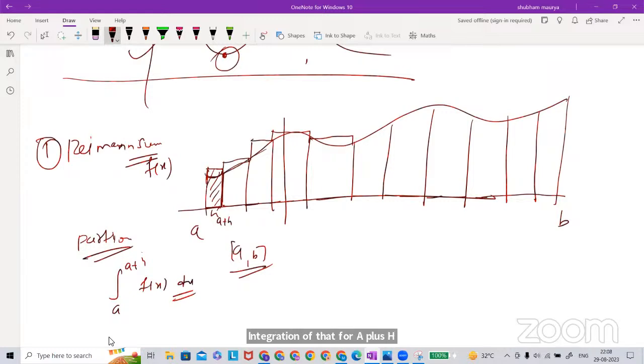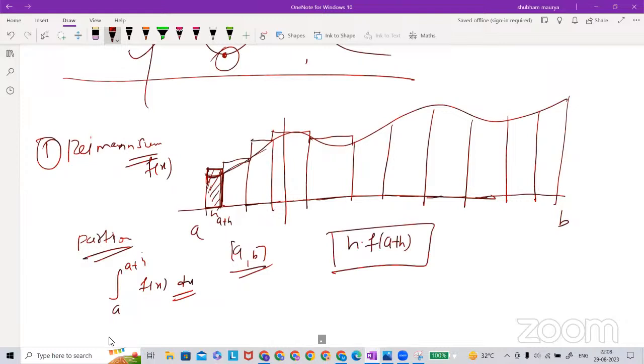That is one part. But that is the function for this one. This will give the area till here only. But I am asking what is the area of this rectangle? H into the value of the function at that point. Yeah, H into the value of the function. This is the right point. Similarly for each one.